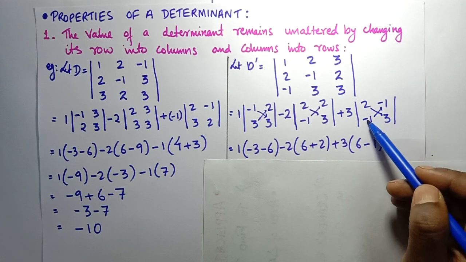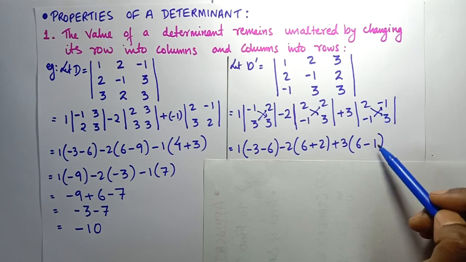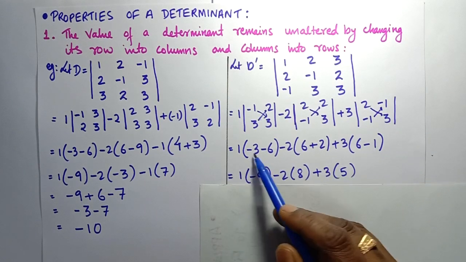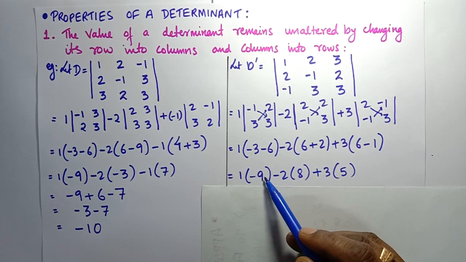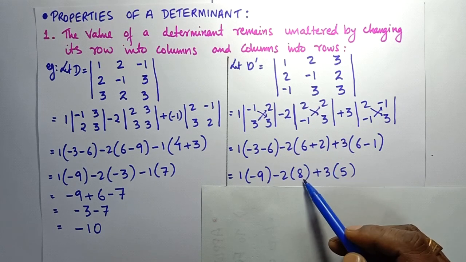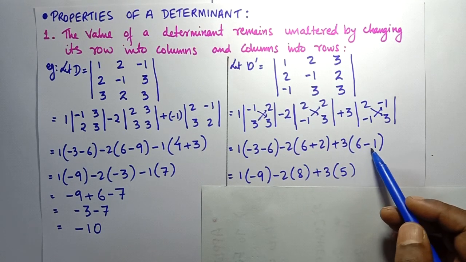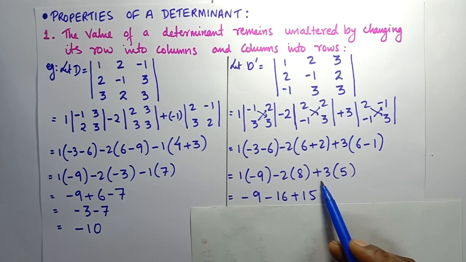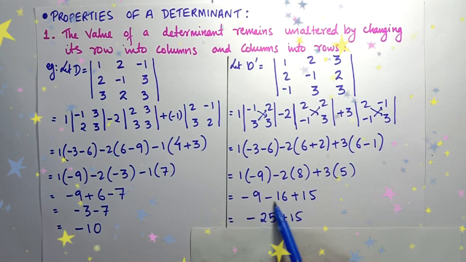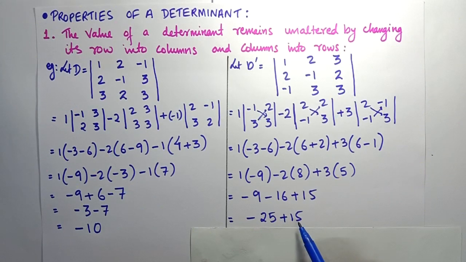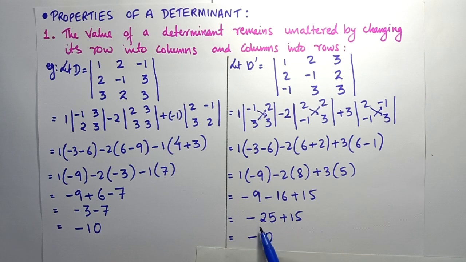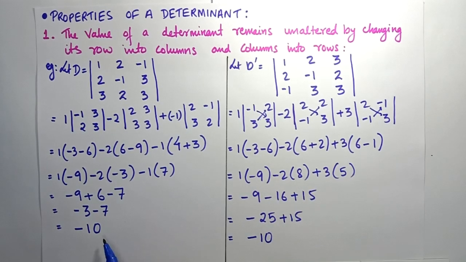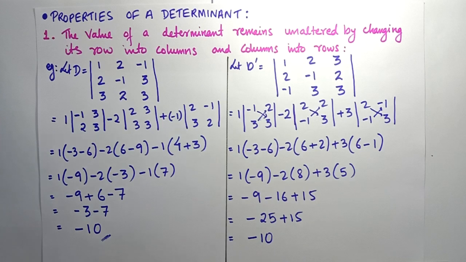2 3s are 6, minus is plus. Plus into minus is minus. So here 1 times minus 3 plus 6, which is 9. Minus 2 times 6 plus 2, which is 8. 3 times 6 minus 1, which is 5. So minus 9, 2 8s are 16, and 5 3s are 15. Minus is plus, 25 plus 15, so minus plus is minus: 25 minus 15. You can see here minus 10. So in this also I got minus 10.